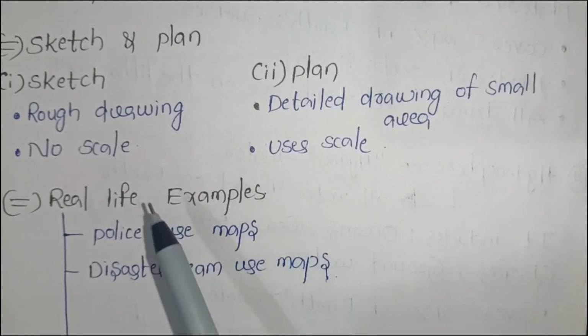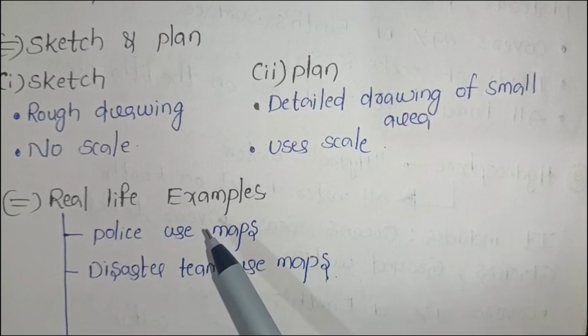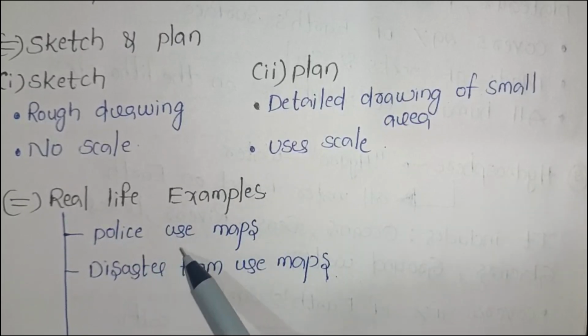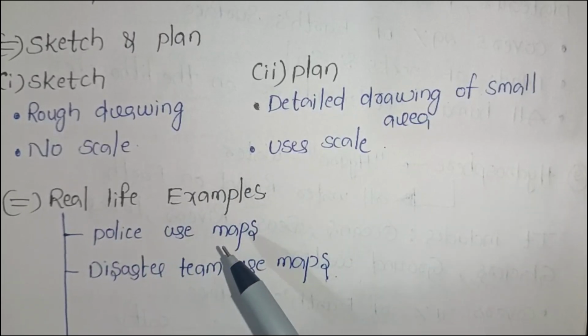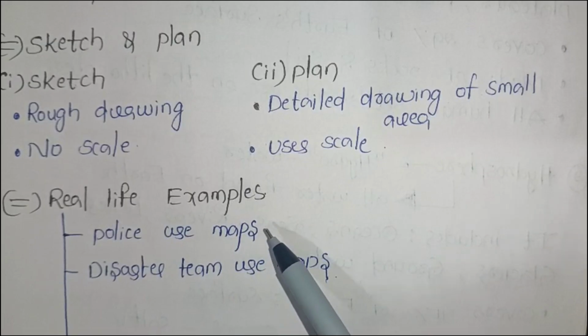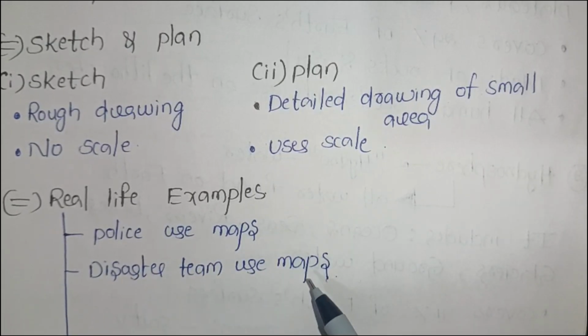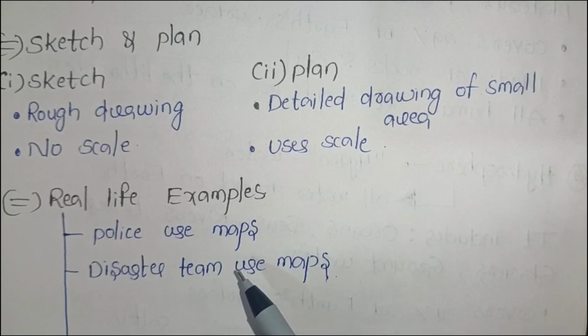Now let's discuss real life examples regarding maps. For example, police use maps to mark crime locations and to track criminals. Disaster teams use maps to identify floods, cyclones, and earthquakes. Farmers also use maps to check the soil type and rainfall areas. Students use maps for studying the states, capitals, and world countries, etc.